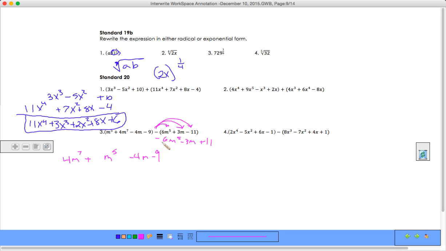Now going through here, I have negative 6m to the fifth. Well, I had a fifth power, so I'm going to line that up right there. Minus 3m and plus 11. And I'm ready to add straight down. So that gives me 4m to the seventh minus 5m to the fifth. 1 plus negative 6 gives me negative 5. Negative 4 plus negative 3 gives me negative 7m. And negative 9 plus 11 gives me positive 2.